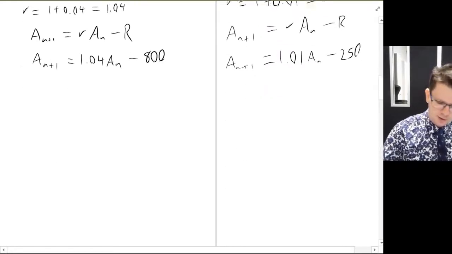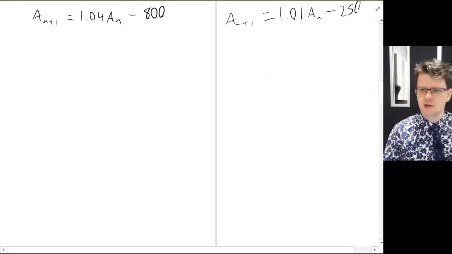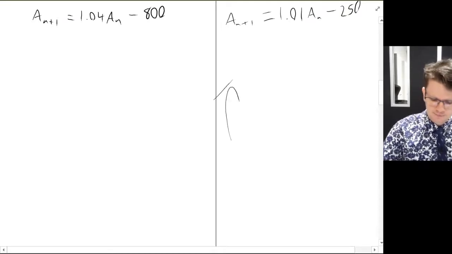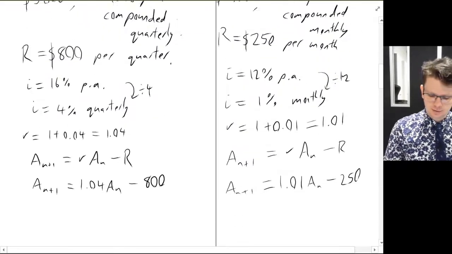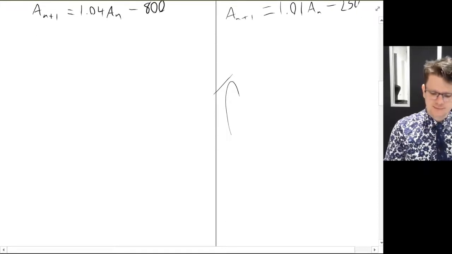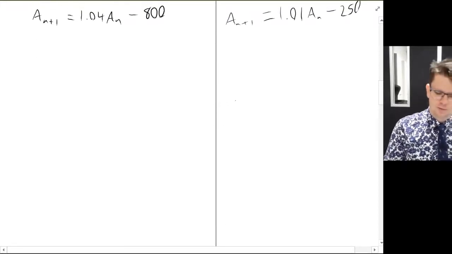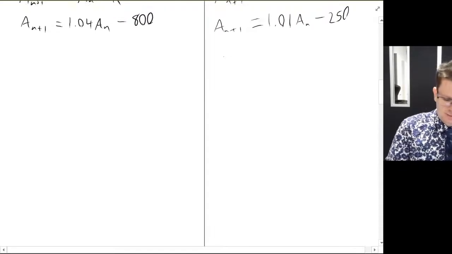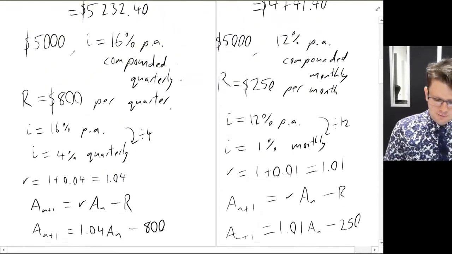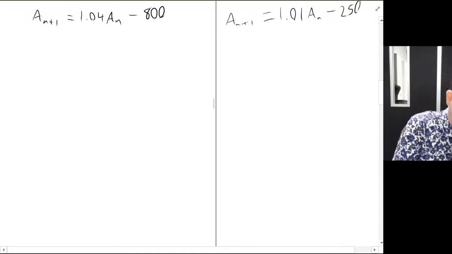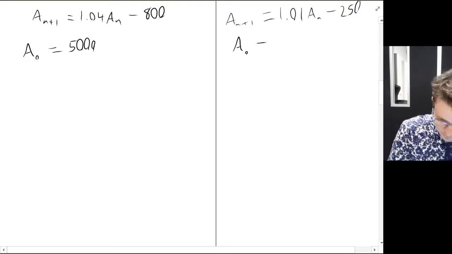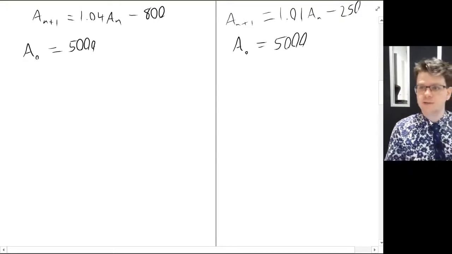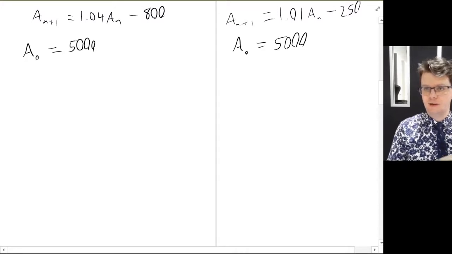So before we finish up, my question is going to be this. Using your equation, how much will the value of the loan be in, we'll say, 3 months? So how much will it be valued in 3 months? Remembering both of us are starting off with $5,000 loans. So for both of us, A0 equals 5,000. So what is the value after 3 months?